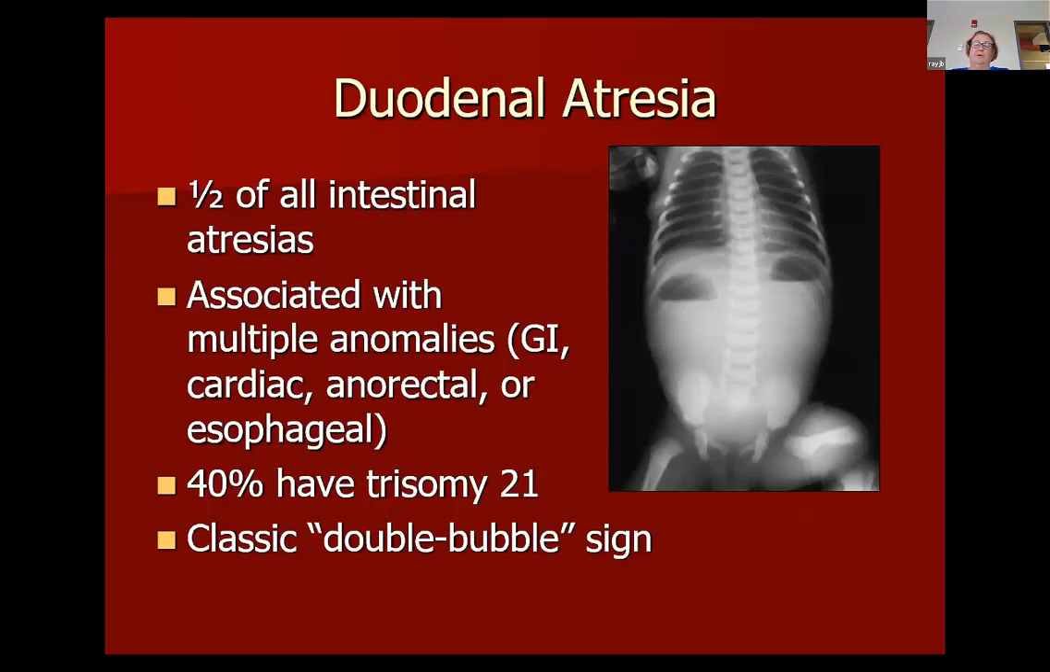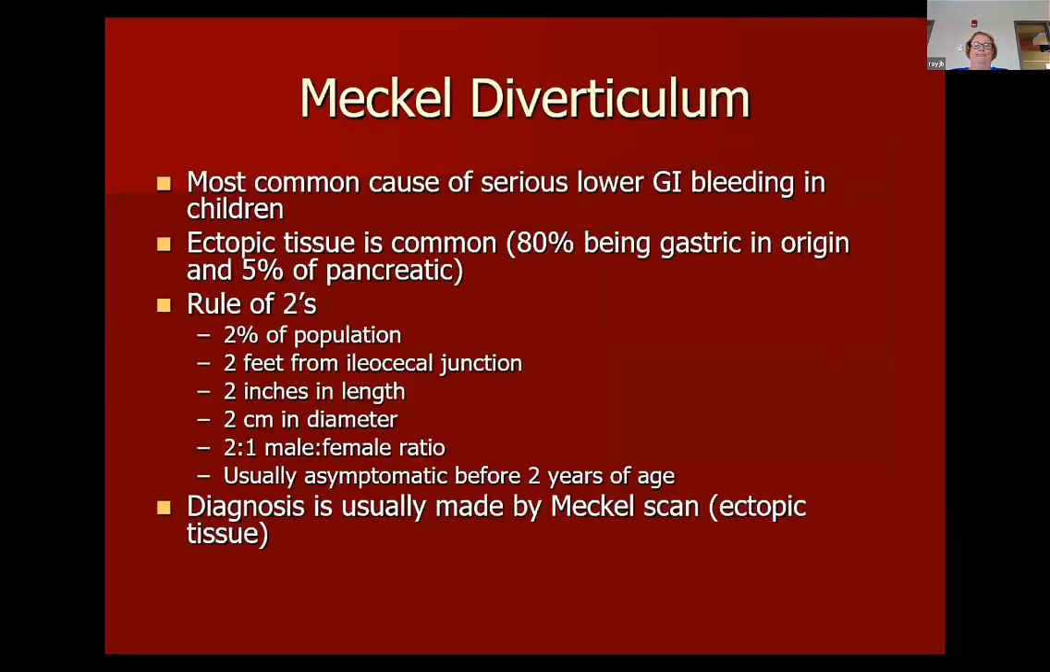In my case, I've had 3, and all 3 of mine happen to have Down syndrome. But this classic double bubble, you will not ever see anything else that looks like that. And it's just very, very specific on X-ray. Obviously, they present with not being able to handle any secretions, not being able to handle any food whatsoever. If you notice, there's no gas beyond the duodenum, so you know nothing is getting through. Obviously, they're not going to have any poop come out.